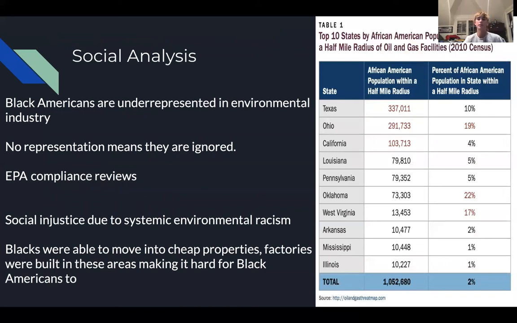Social analysis. So we see that off to the left, we have more than 1 million African American people who are within a half-mile radius of oil refineries, which is very bad because that's 500,000 Black people who are at threat of being unhealthy. So you see, the ecological justice is twofold, really. First, pollution is absolutely destroying our environment with the amount of greenhouse gases that are being released into our atmosphere daily.